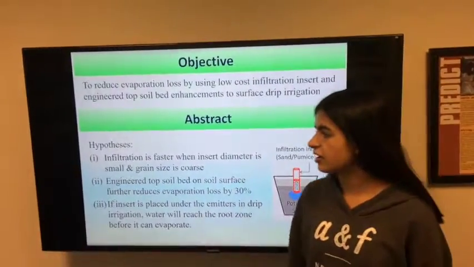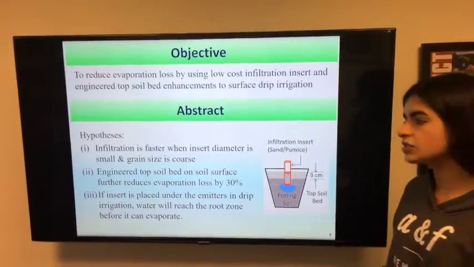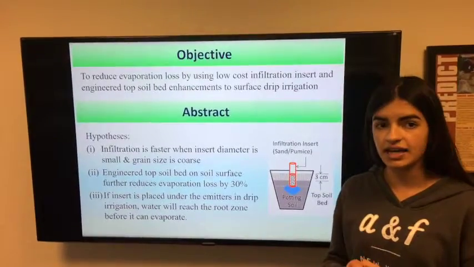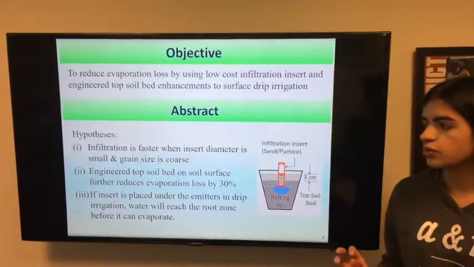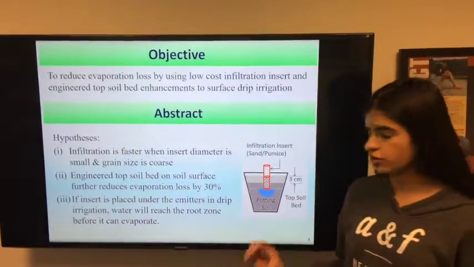My hypotheses are that infiltration is quicker when the insert diameter is smaller with a grain size inside that is coarse, and an engineered topsoil bed on the soil surface will further reduce evaporation loss by 30%.